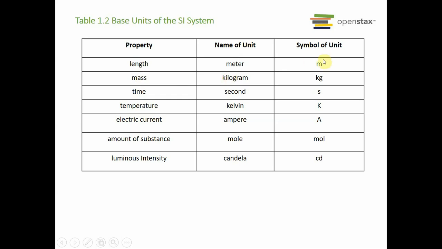Mass is the kilogram, or kg. Time is the second, or s. Temperature is Kelvin, or capital K. Electrical current is the ampere, or capital A. Amount of substance, chemical substance, is the mole, which we just dropped the E for the symbol. And I don't know why they picked the luminous intensity as the candela, or the cd.